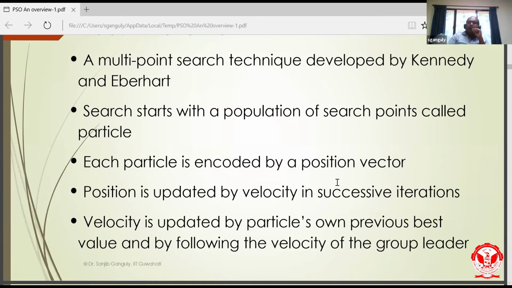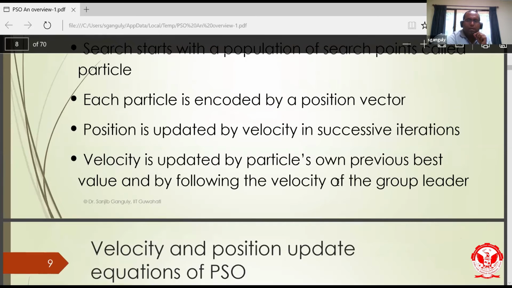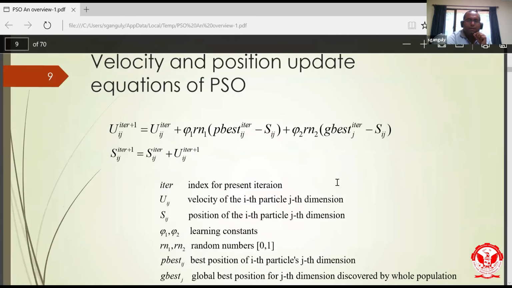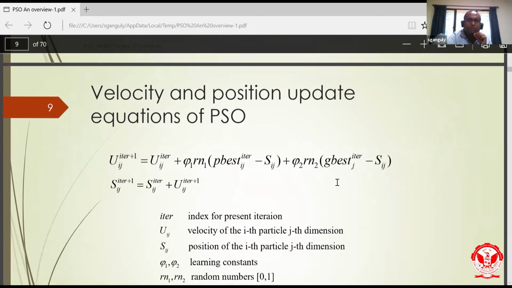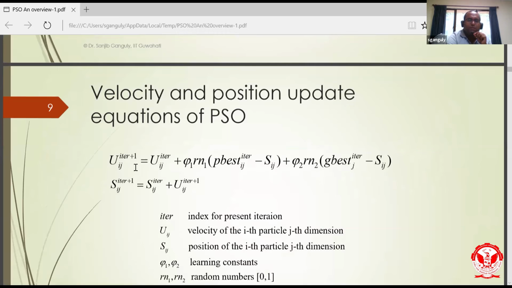Since it is a multi-point search technique, you have a group of solutions, so you can find out which one among all the solutions is the best, and accordingly all the other solutions may follow the best solution, so that it can find the optimal solution. These are the two simple mathematical equations to update the position and velocity of each particle.